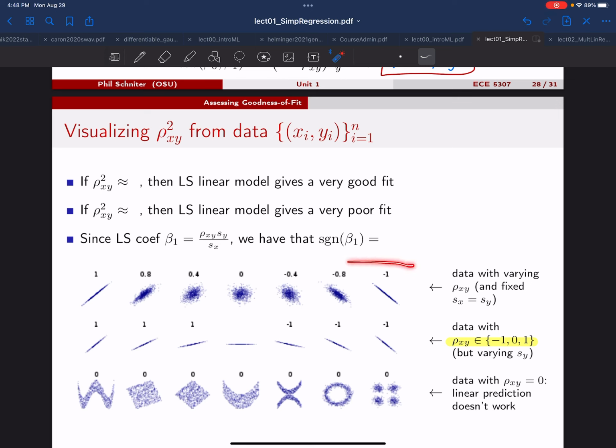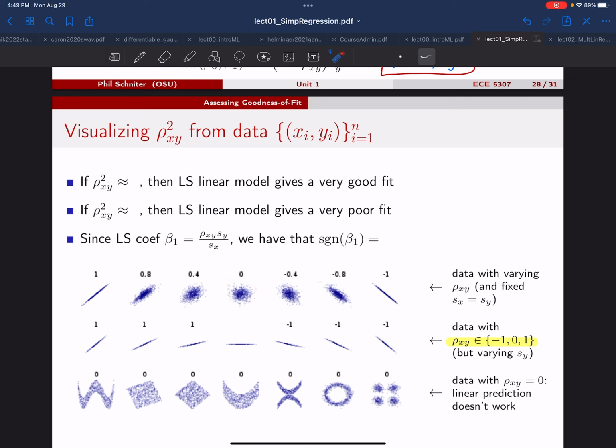Okay, this is a picture we saw before. This is varying our rho xy from 1 to minus 1. These guys will both have an RSS of 0, r squared of 1. This one in the middle, it depends on the data, but it will have an r squared of 0.